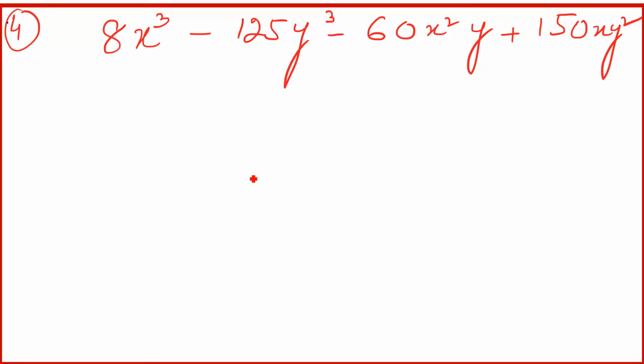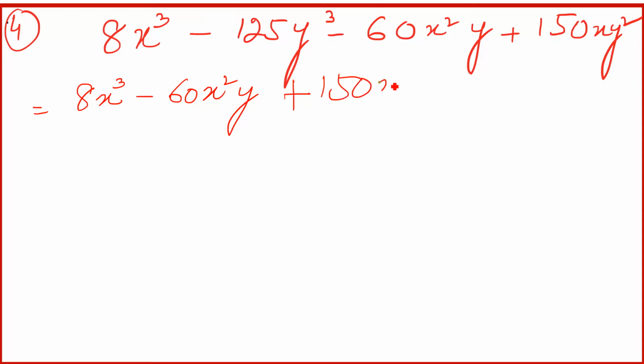Last question. See here, positive, negative, negative, positive. It means you have to arrange. It should be positive, negative, positive, negative. Right? So first is positive, that is fine. Now what should be the second? It should be a negative. So negative should be 60x squared y, and then positive 150 x y squared, and then this negative.